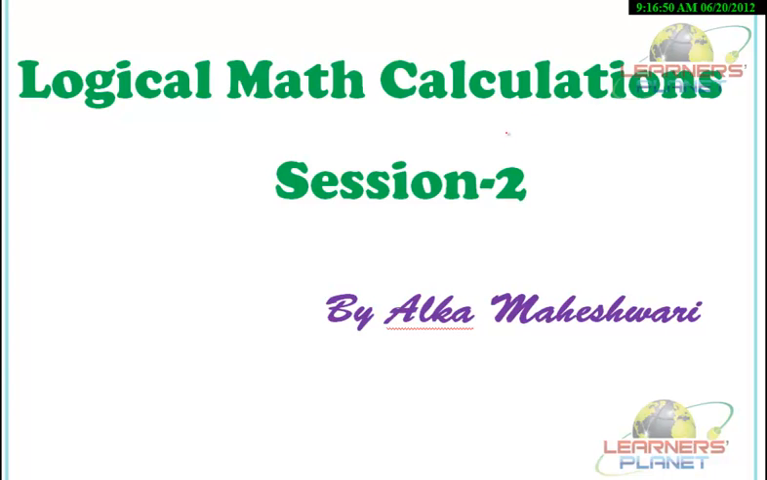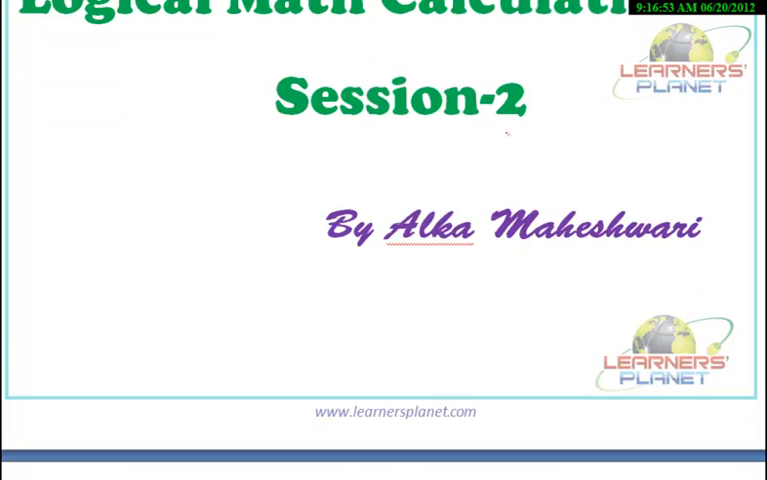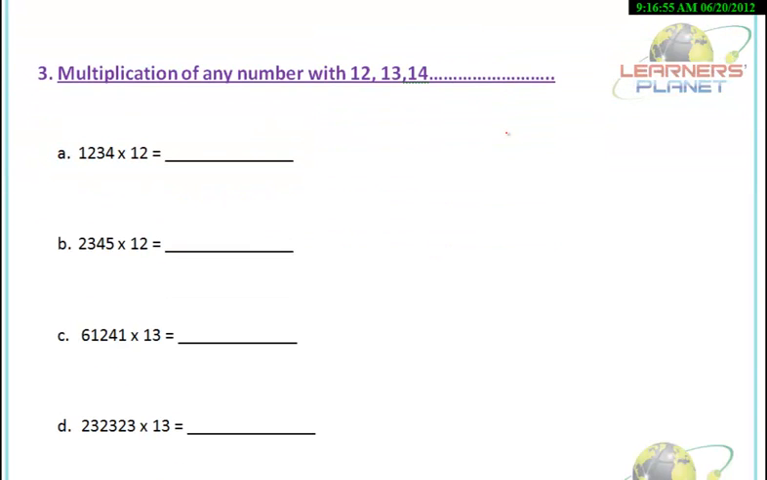In this session we are going to discuss some more methods of multiplication. Here we are going to discuss how to multiply any number with numbers 12, 13, 14, etc. In our previous session, we discussed multiplication of any number with 11. In this session, we are going to discuss the multiplication of any number with 12, 13, 14, etc. Okay, let's begin with our first example.